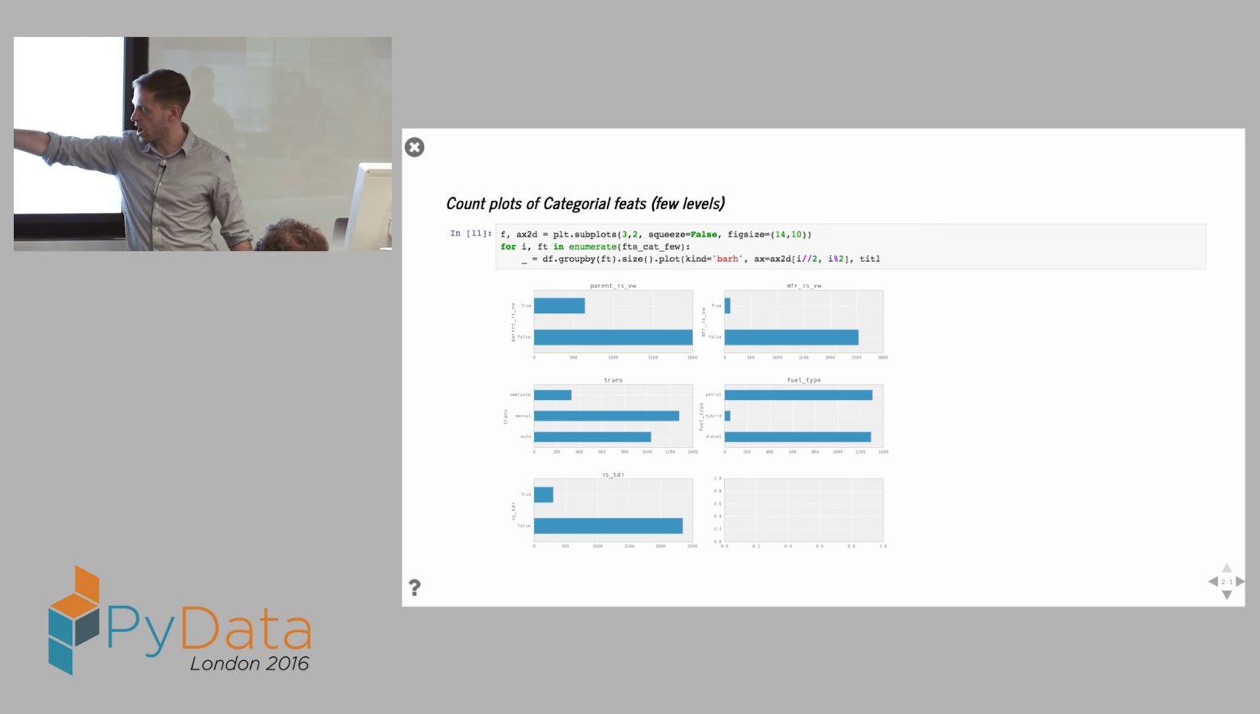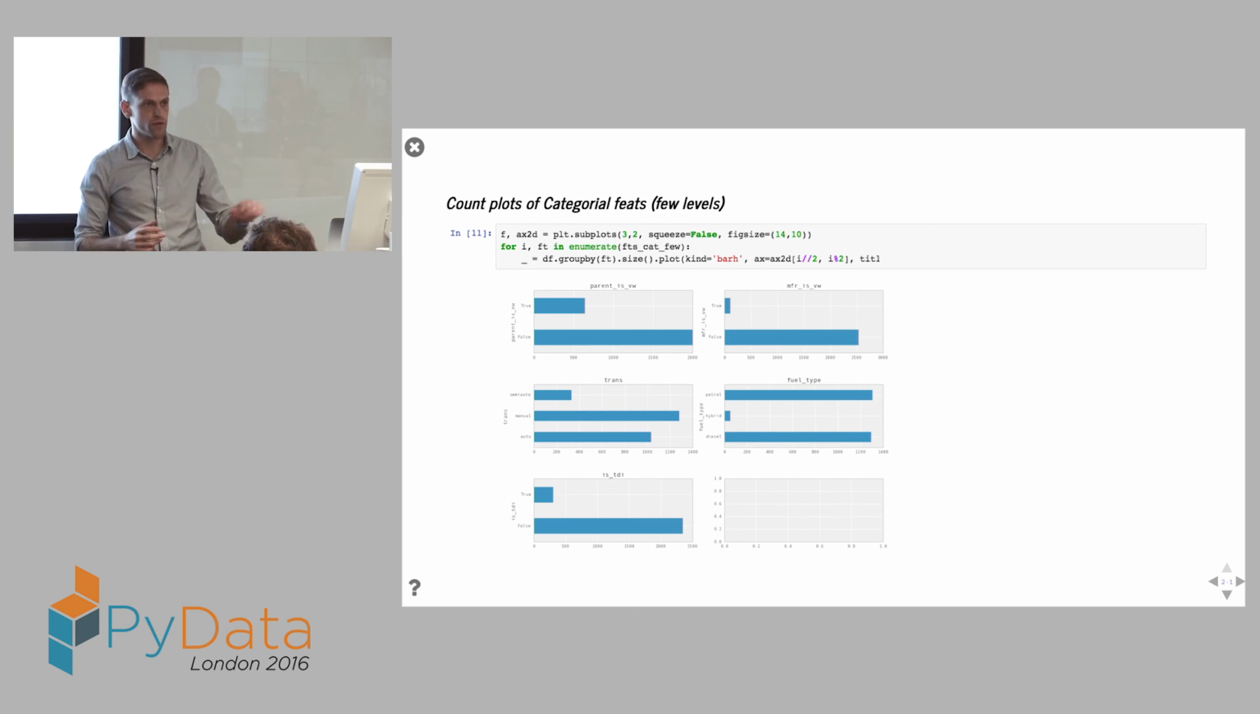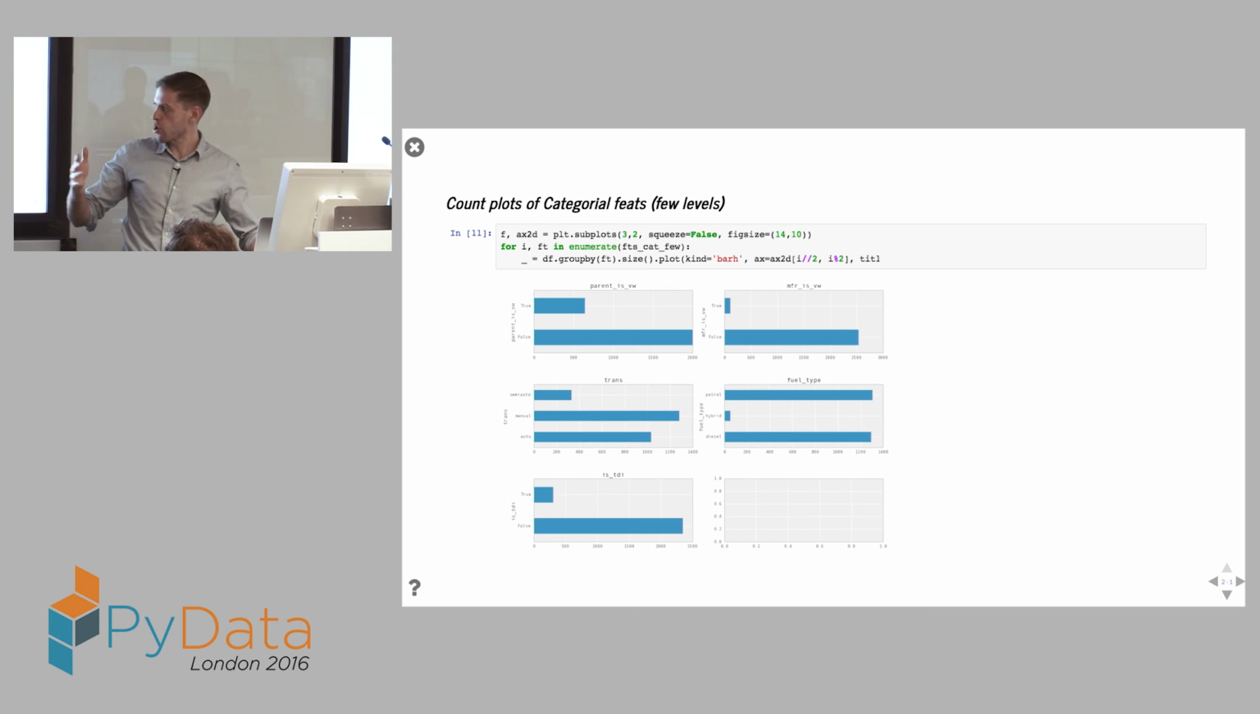And what else? Fuel type, I'm going to ignore hybrids. We're just doing petrol versus diesel. Transmission, flappy paddles or manual or auto. It's moderately well balanced. It's not perfect. The categoricals are kind of interesting.